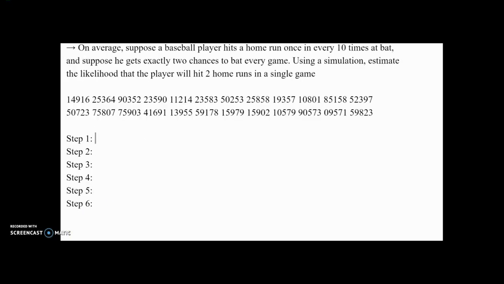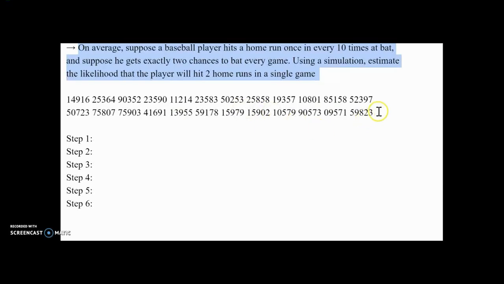Look at this example. On average, suppose a baseball player hits a home run once in every 10 times at bat. This just means 10 times he bats, he'll hit a home run once. And suppose he gets exactly 2 chances to bat every game. Using a simulation, estimate the likelihood that the player will hit 2 home runs in a single game.